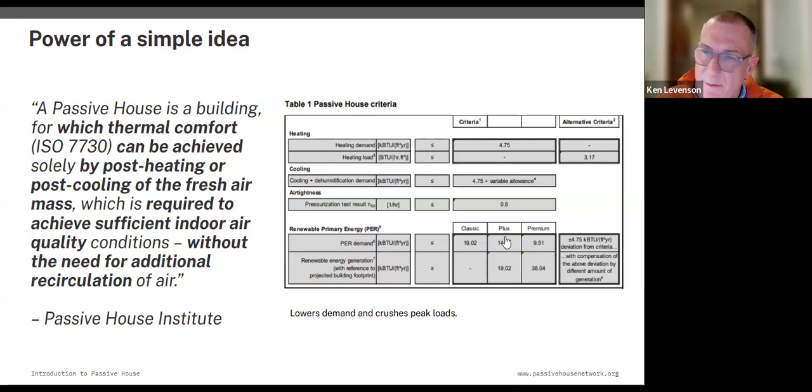And then we have the classic and then the plus and the premium, which was referred to, that requires some renewable energy production and requires a bit greater performance in terms of the build. You can see the overall energy demand dropping as you go to the higher level. And PER is primary energy renewable. So it's not judging the building based on a zero energy concept. It's based on how well it's tuned to the future 100% renewable grid.